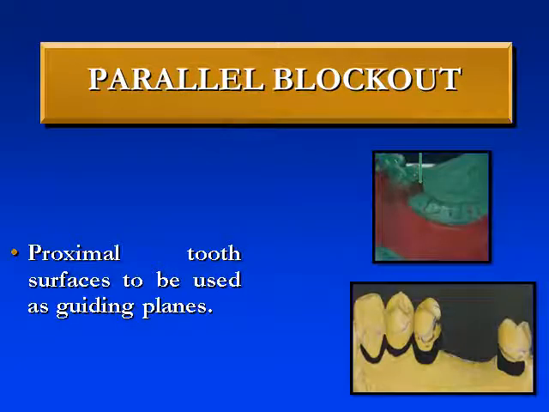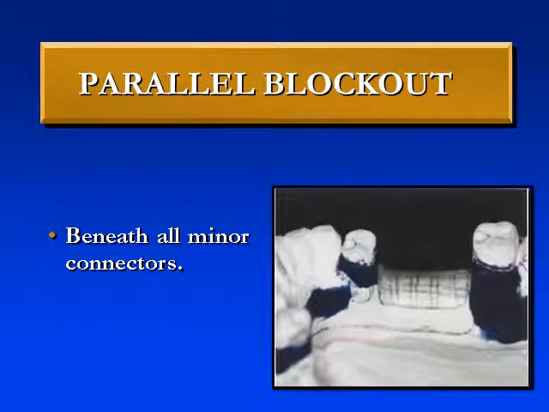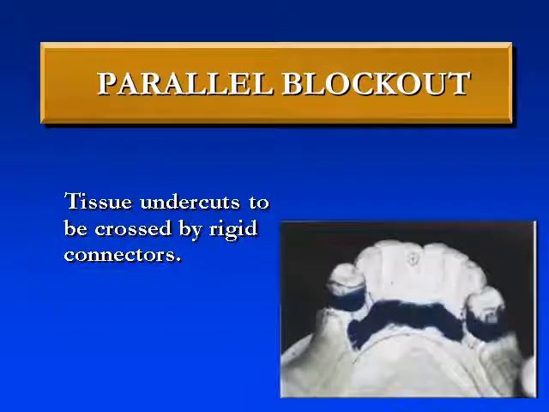Parallel blockout, as we saw in this figure, is used for the proximal tooth surfaces to be used as guiding planes for the insertion and removal of the removable partial denture. Also, the parallel blockout is used beneath all the minor connector components of removable partial denture. Again, parallel blockout is used for tissue undercuts to be crossed by the rigid connectors.